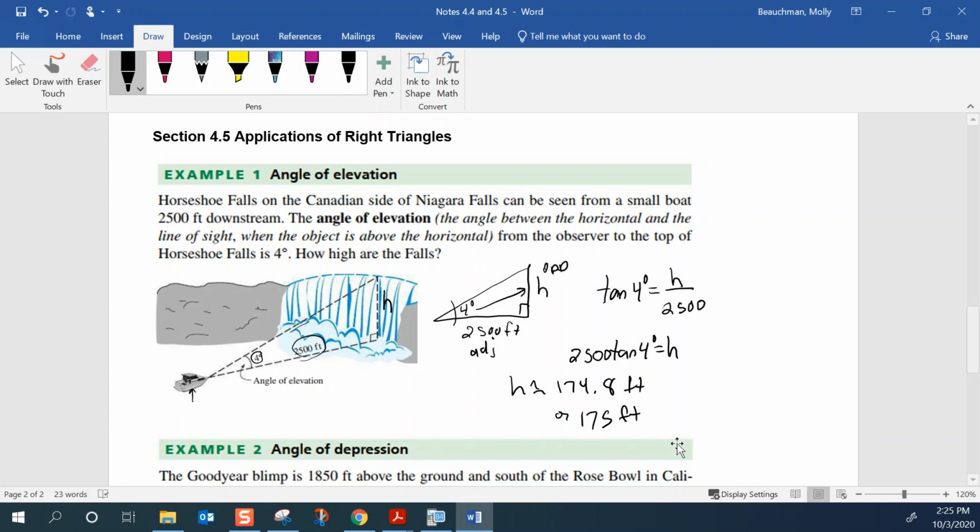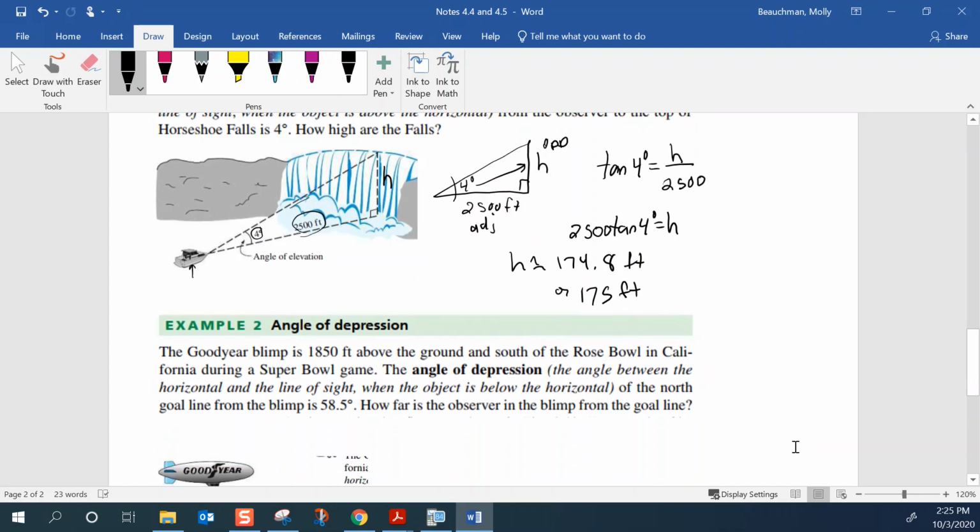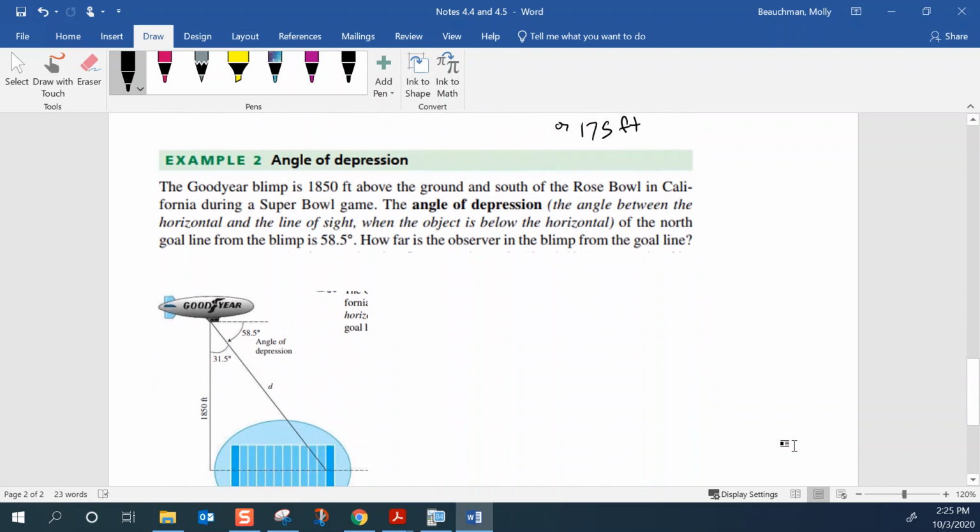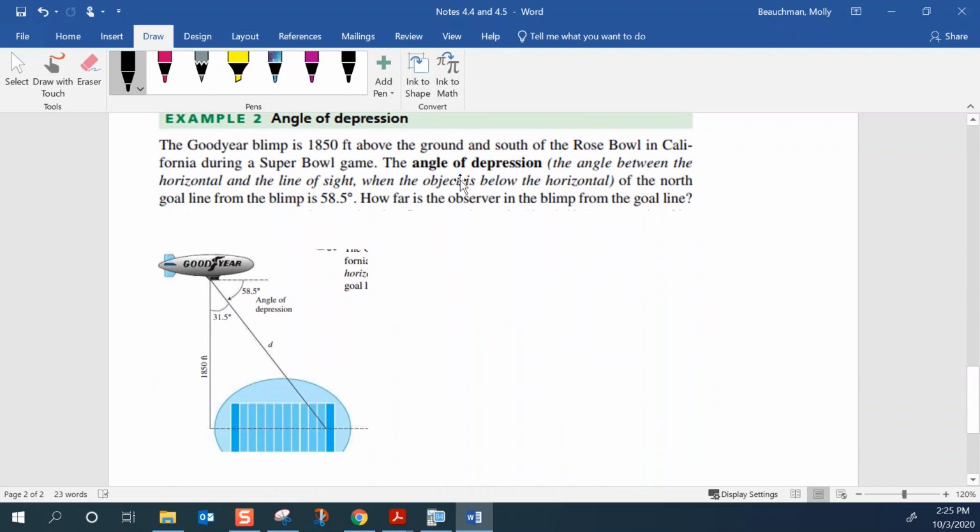Okay. Next example is angle of depression. We have the Goodyear blimp is 1,850 feet above the ground and south of the Rose Bowl in California during a Super Bowl game. The angle of depression, the angle between the horizontal and line of sight when the object is below the horizontal, of the North Goal line from the blimp is 58.5 degrees. How far is the observer in the blimp from the goal line?